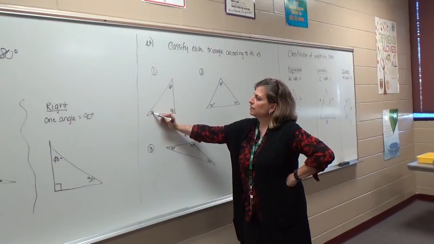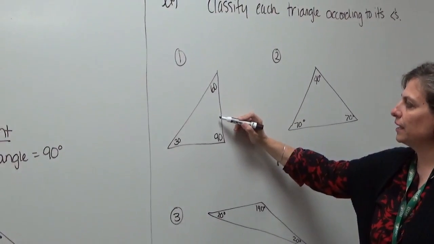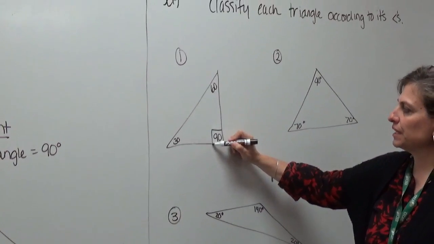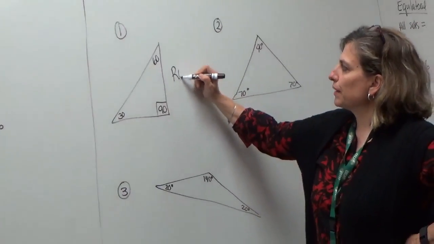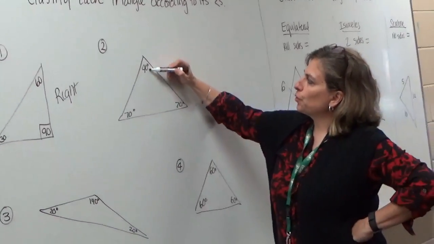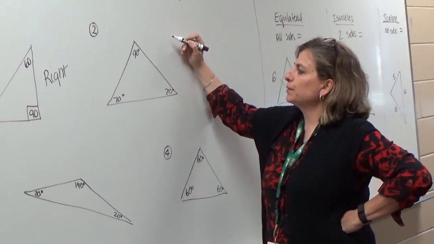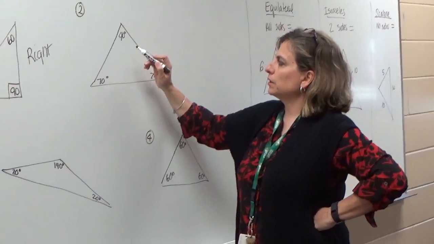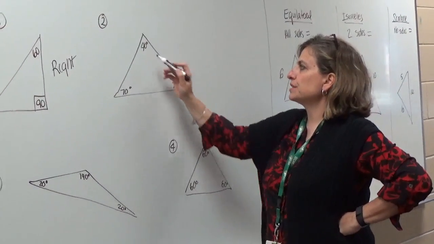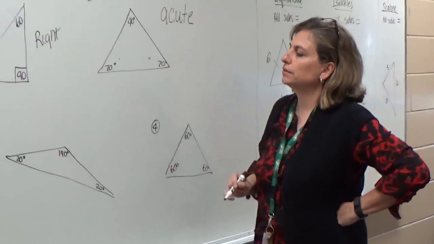Okay, let's look at this one. This angle is 60, 30, 90. Is that acute? Is it equiangular? Is it obtuse? Or is it right? Well, hopefully you noticed that there was a 90-degree angle there. That is a right triangle. Okay, let's look at this one. 40, 70, 70. Is it acute, obtuse, right, or equiangular? Well, all the angles aren't equal. There's no 90-degree angle. There's no big angle greater than 90 degrees. They're all smaller than 90 degrees. This is an acute triangle.